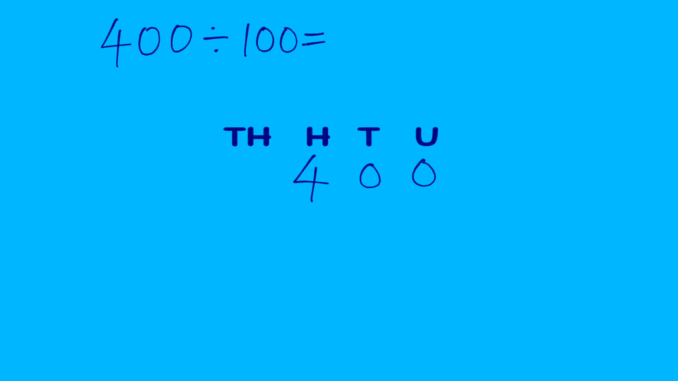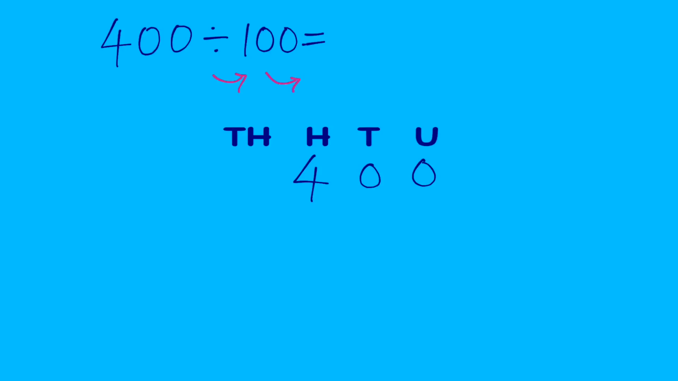Okay, what about if I wanted to divide by 100? Well, let's see. Let's do 400 divided by 100. So, as normal, let's write the 400 in the place value chart. And we know that when we divide by 10, we move one place to the right. But when we divide by 100, that's like doing 10 times 10. So we're going to move 2 places to the right.